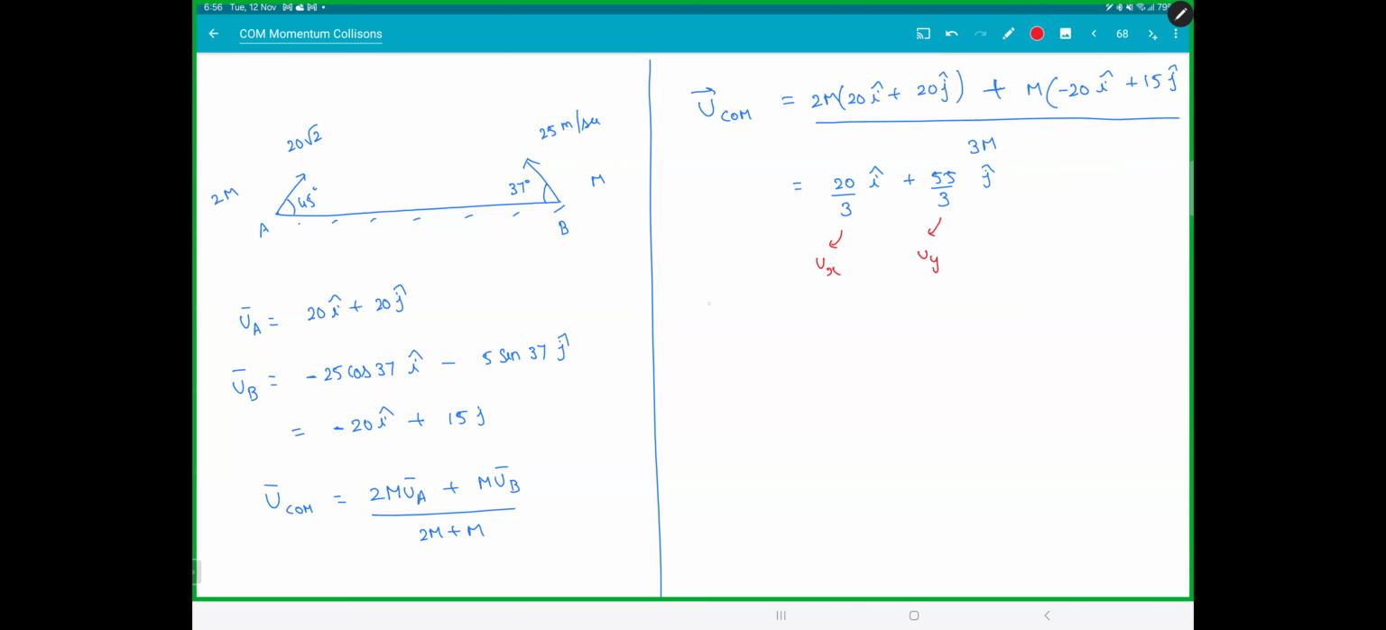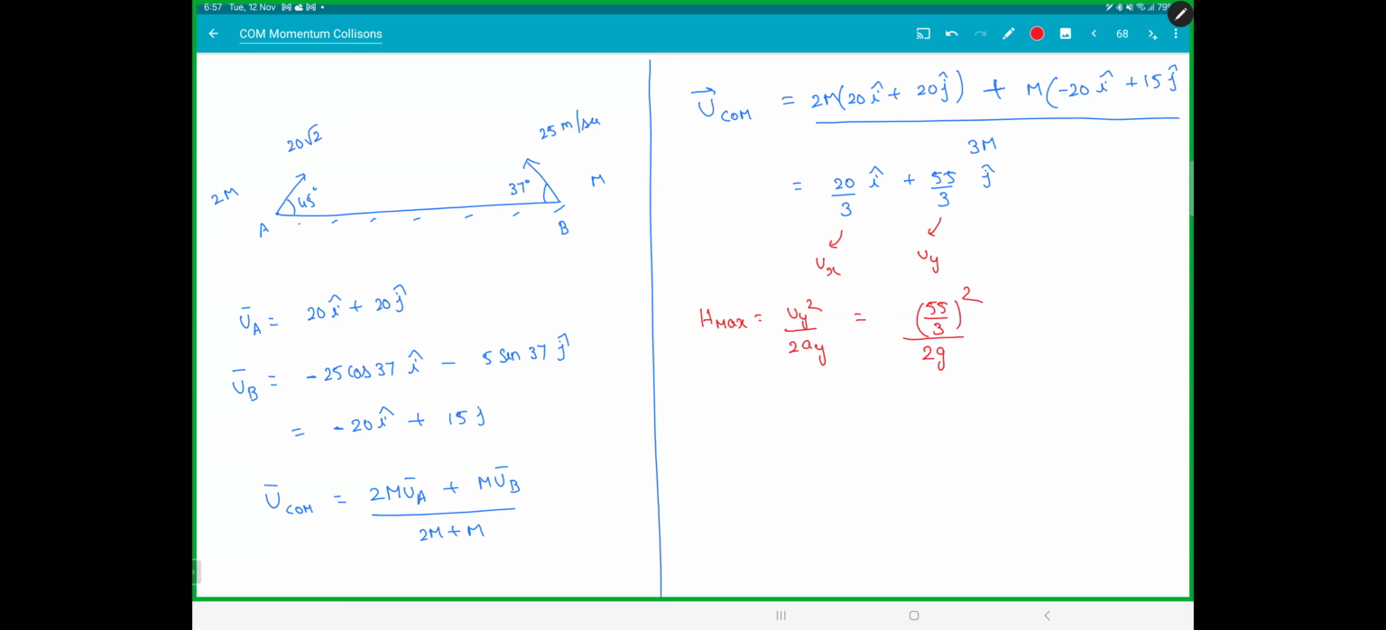The reason why I did this, do you guys remember the Hmax formula? Hmax is uy square by 2g, isn't it? How do you find Hmax? Hmax depends on the initial velocity, isn't it? So this gives you the Hmax there. 50 by 3 whole square by 2g.